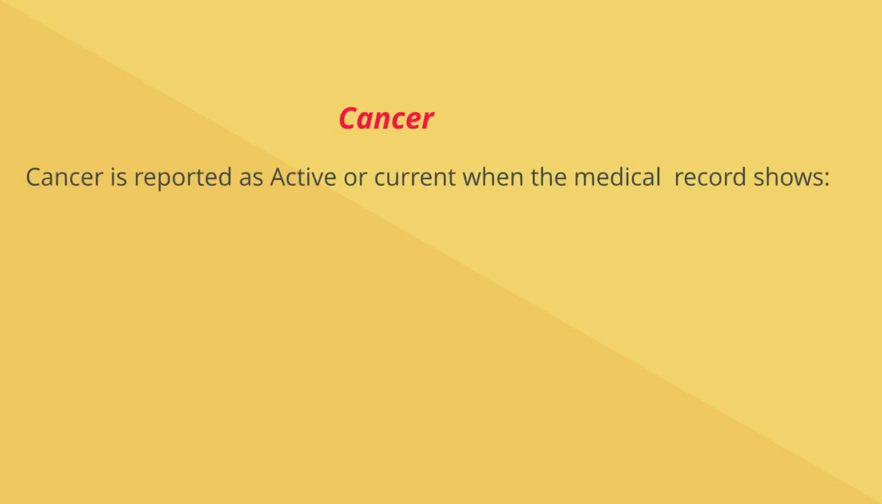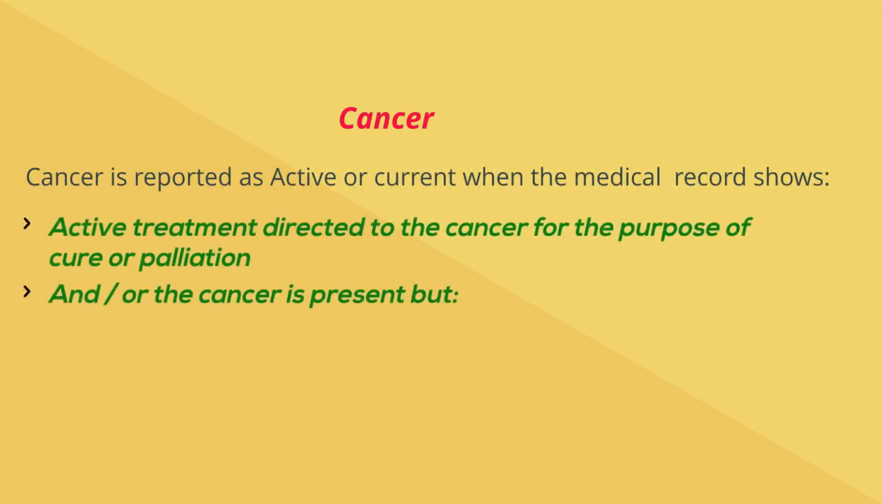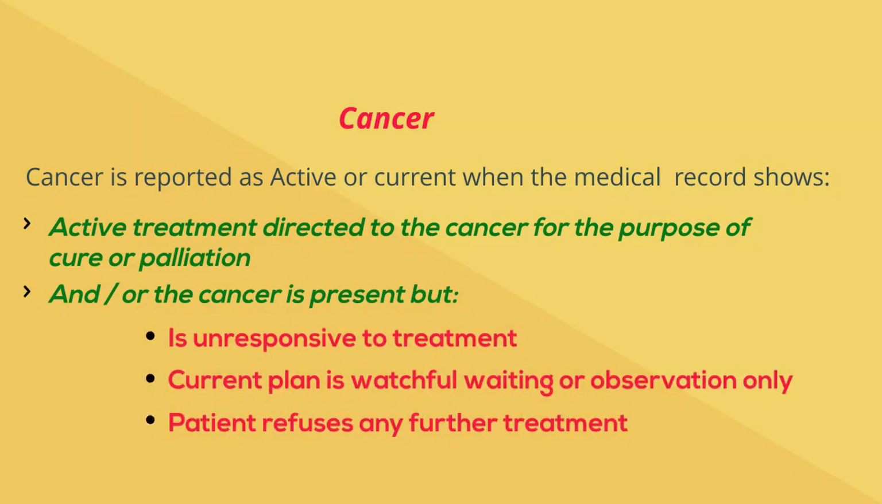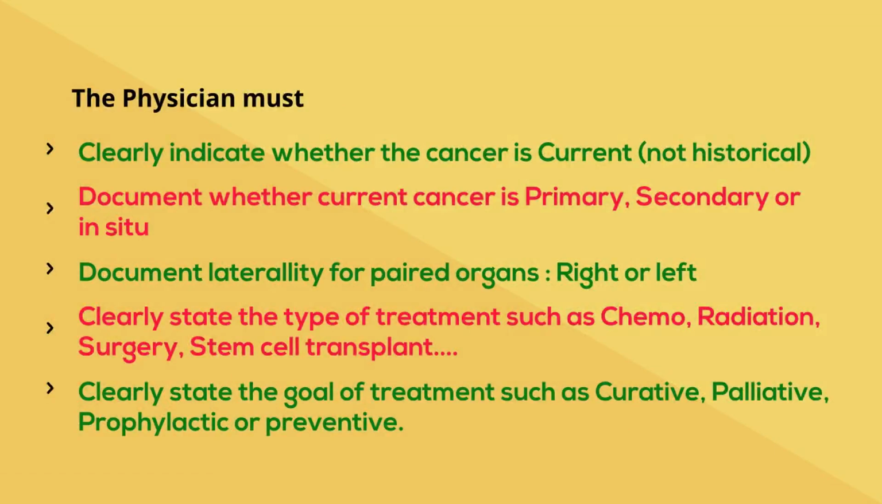Generally, cancer is reported as current when the medical record clearly shows active treatment directed to the cancer for the purpose of cure or palliation, and/or when the record clearly shows the cancer is present, but is unresponsive to treatment. The current plan is watchful waiting or observation only, or the patient refuses any further treatment. The provider must clearly indicate whether cancer is current, not historical.